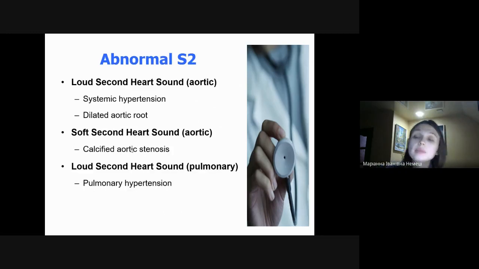Also, we have the abnormal S2 sound, which could be loud in cases like systemic hypertension, dilated aortic root, pulmonary hypertension. Sometimes it could be soft in the situation of calcified aortic stenosis.